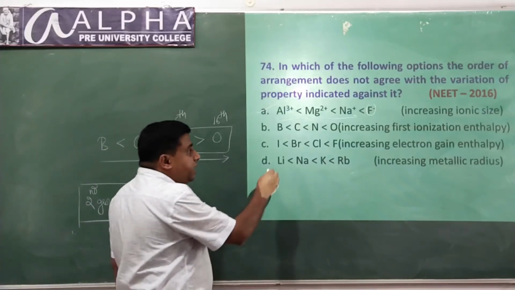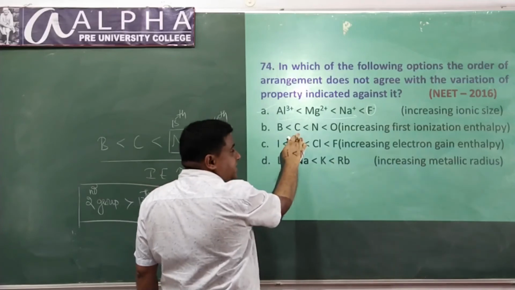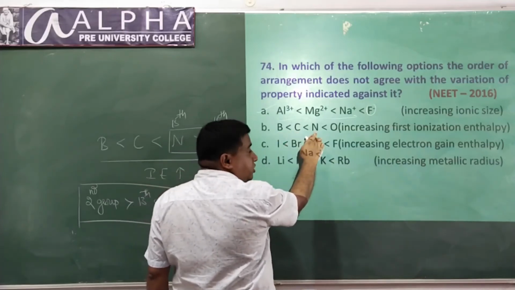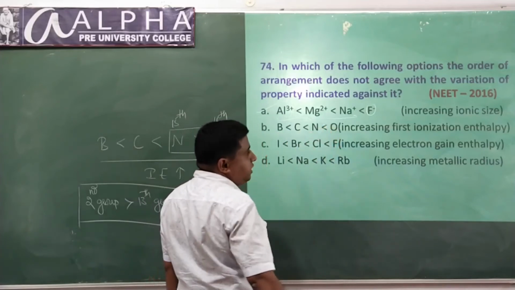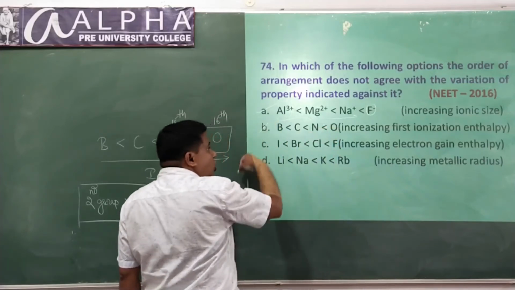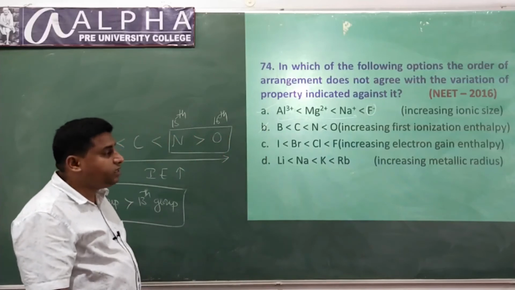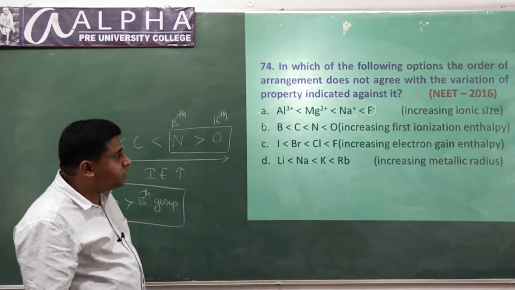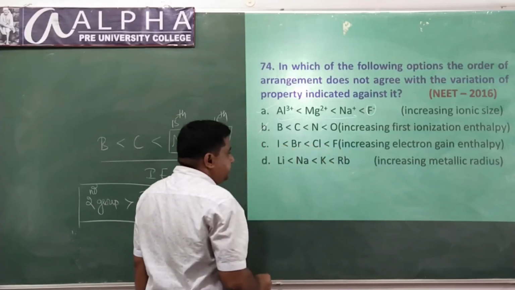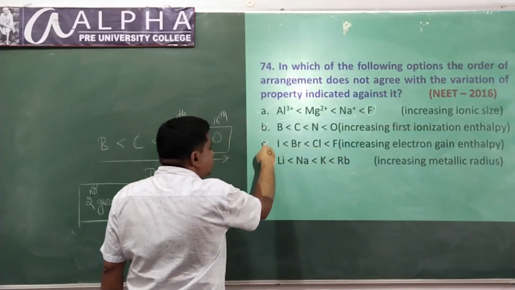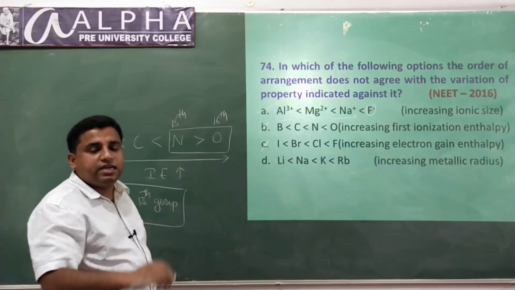But here, look here, boron to carbon, it has increased, carbon to nitrogen, it has increased, but from nitrogen to oxygen, it should decrease. That means this is not in the correct order. Now we have fluorine, chlorine, bromine, iodine. Actually this order is also not correct, but to a certain extent we can accept.